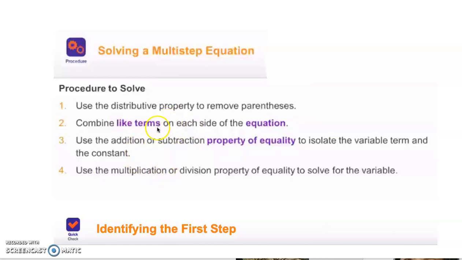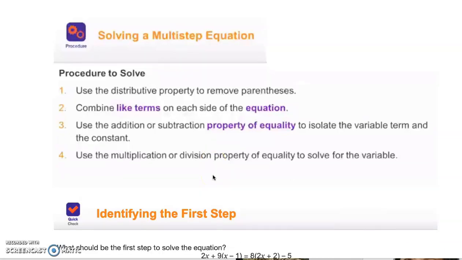Distributive property, then we're going to combine like terms. So we're going to get rid of parentheses, combine like terms on each side, and use the addition or subtraction property of equality. That means we're going to add or subtract from each side to get a variable term on one side and a constant on the other, and then we're going to use multiplication or division to solve for the variable.